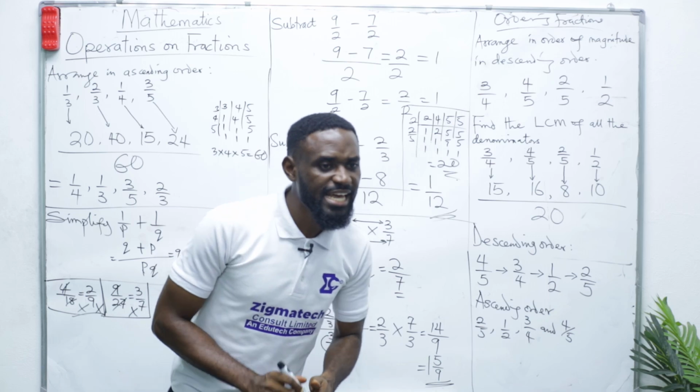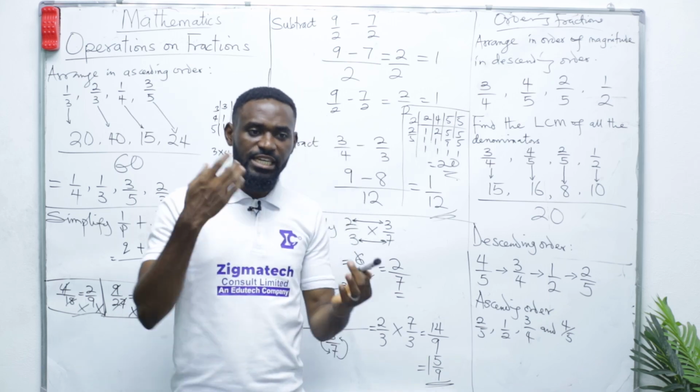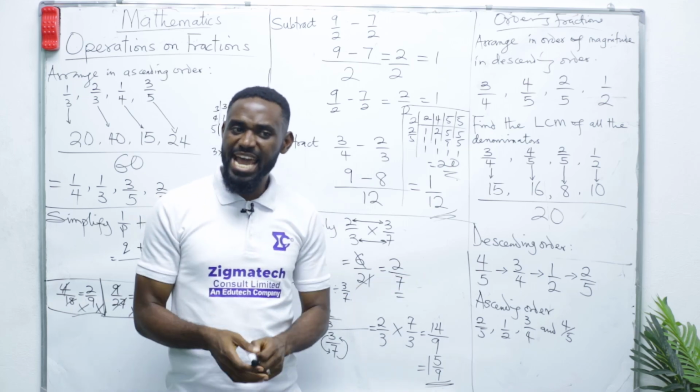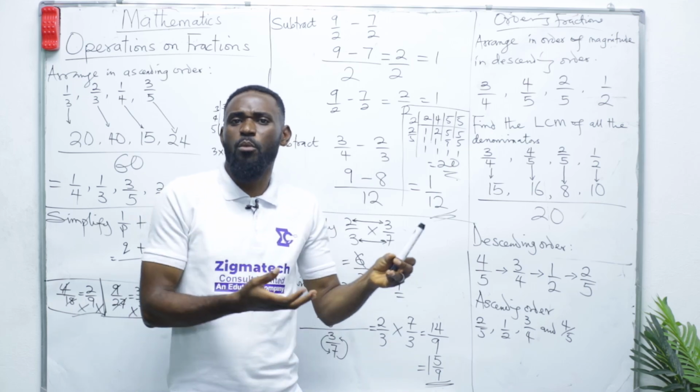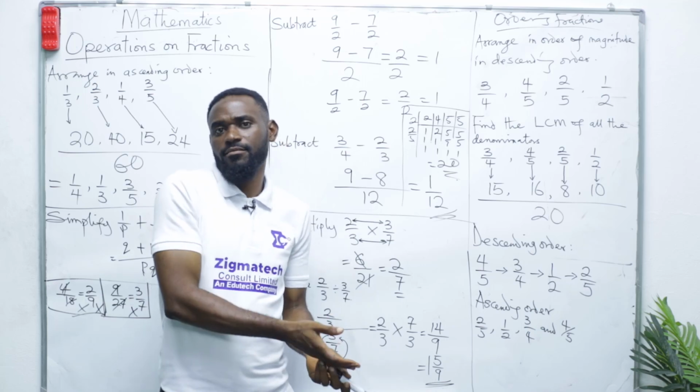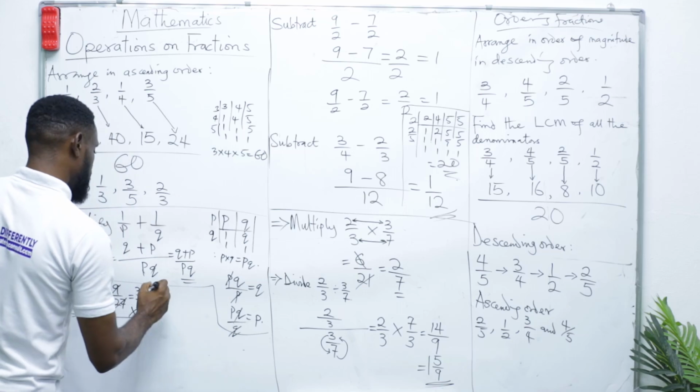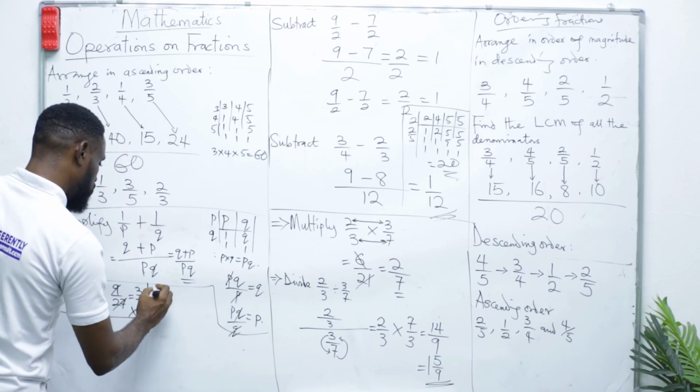Option C says 8 over 16. It will still not be the answer, because there is nothing common between 8 and 3. How? This is 8 over 16. That is 1 over 2. That is what it will give us.